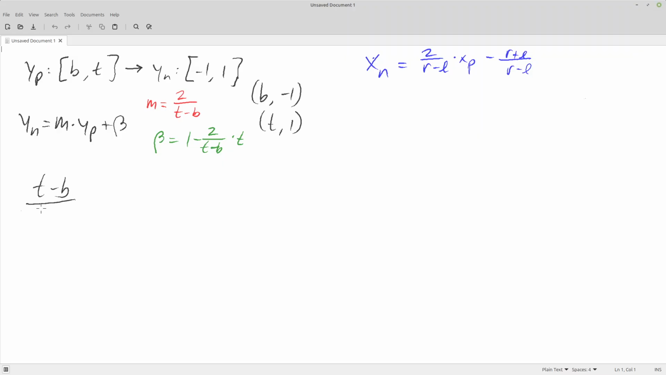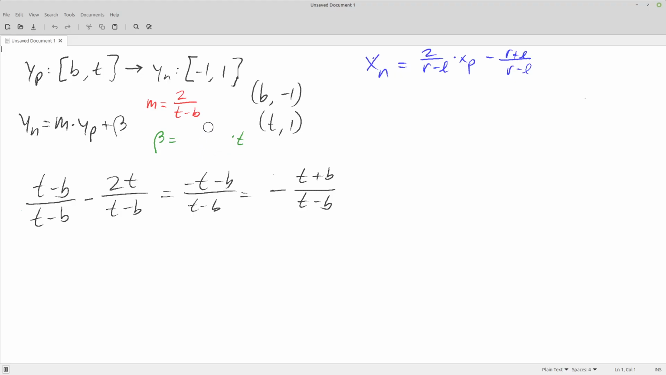t minus b over t minus b minus 2t over t minus b should equal t minus negative 2 would be negative t minus b over t minus b, which would really be, I believe, is it like b plus t? No, we factor out the negatives, right? It should be negative t plus b over t minus b. Let's rewrite that up here.